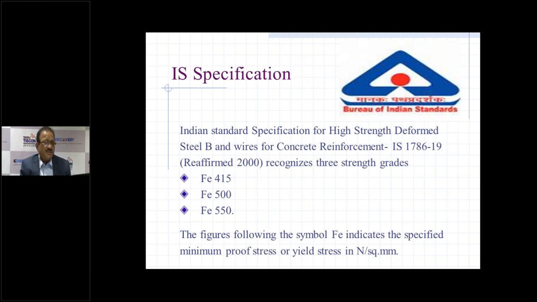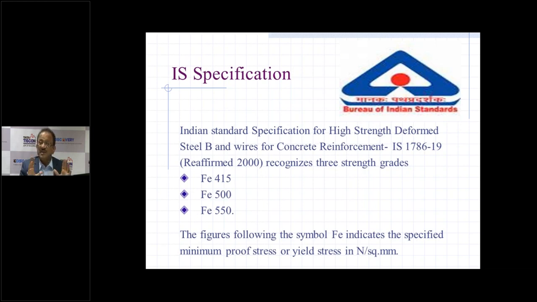What are the IS specifications of steel? The Indian standard specification for high strength deformed bars, as per IS 1786, recognizes three strength grades, for example Fe 415, Fe 500, and Fe 550. These are the three grades recognized by the Indian standard. Fe stands for iron, we know iron is known as Fe, and the figure following the symbol Fe indicates the specified minimum proof stress or yield stress in Newton per square millimeter.